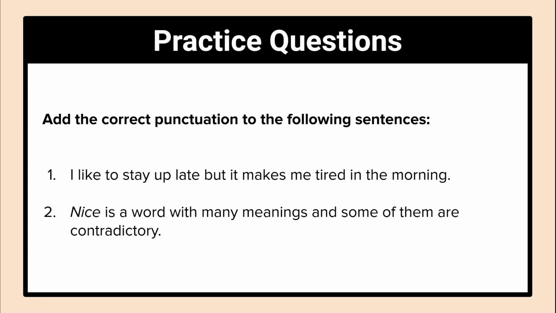All right, let's look at this one. Number 1: I like to stay up late, but it makes me tired in the morning. What we can do is add a comma between late and but, because if you remember the acronym FANBOYS, B for but, this is what connects the two clauses. Number 2: Nice is a word with many meanings, comma, and some of them are contradictory. We're linking these two clauses. Nice is a word with many meanings can stand alone. Some of them are contradictory can also stand alone, and we're linking the two together with the word and the comma before it.